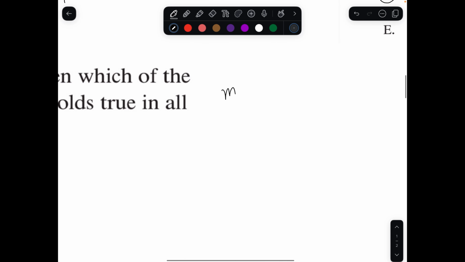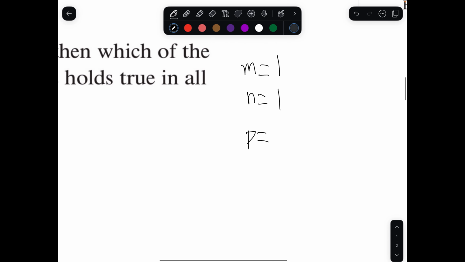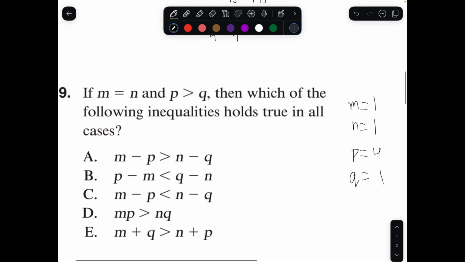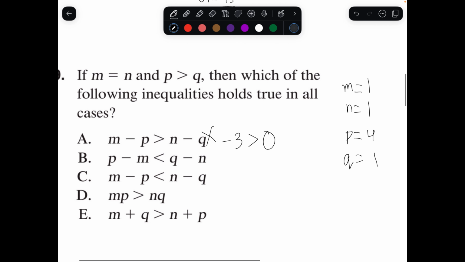So for M, let's pick 1, which means N also has to be 1. Let's make P like 4, and let's make Q 1. So now let's test the first statement, A. M minus P, that is -3, is greater than N minus Q, 0. That's not true. -3 is less than 0. Let's test statement B. P minus M, so that is 3, is less than Q minus N. Q minus N is 0. That's not true either. B's out as well.